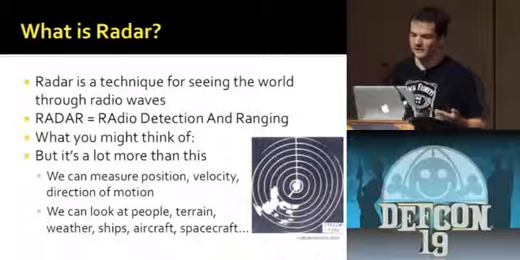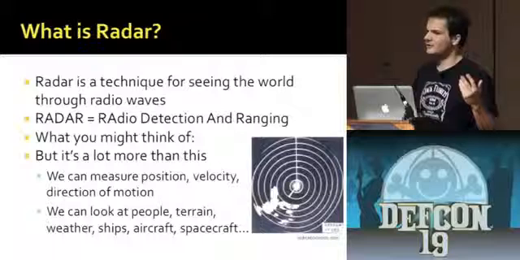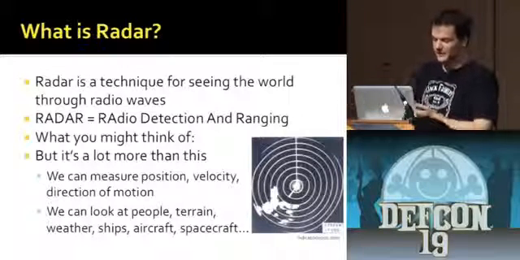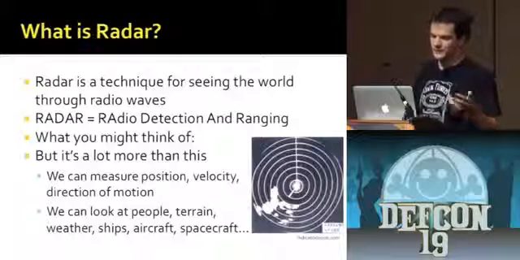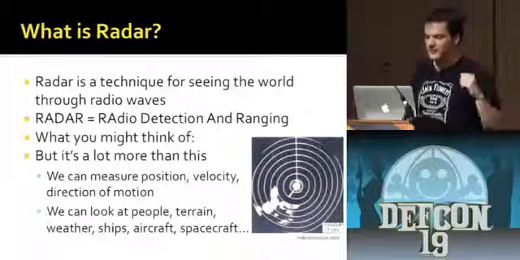So what you might think of traditionally is something like a weather radar from the 40s or something. That's kind of the basic idea of what people think. And what you're measuring is essentially position of something, velocity of something, direction of motion of something.